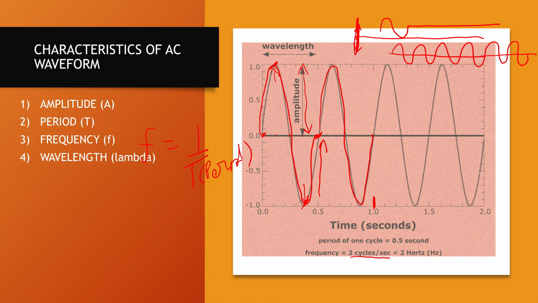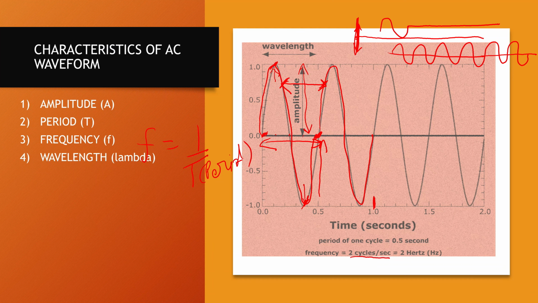So wavelength is basically the distance that the wave actually travels from this starting point to the end point. So basically this distance over here is the wavelength. Now remember, I'm sorry, it's not waveform, it's wavelength. So wavelength can be this as well. You just have to pick two similar points.